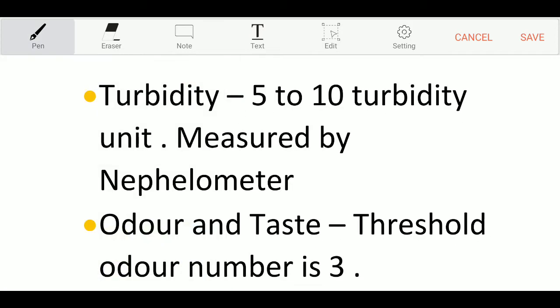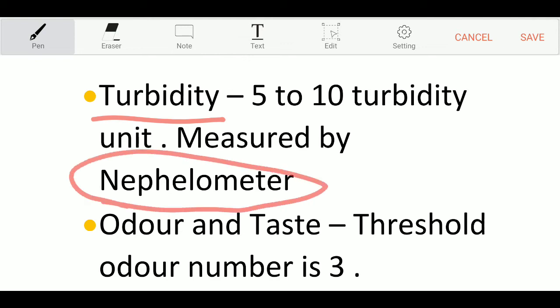Now another one in physical impurities is turbidity. Turbidity means the drinking water standard as per the limit is 5 to 10 turbidity units. In olden days, turbidity was measured by a device that works on light absorption. It's very outdated, and at present we are using a light scattering device. A light scattering device is nothing but measured by a nephelometer.